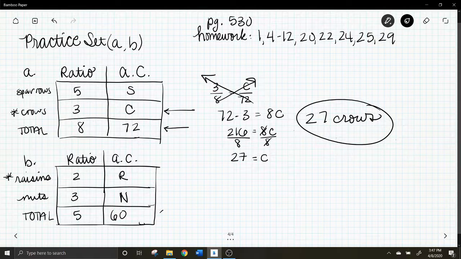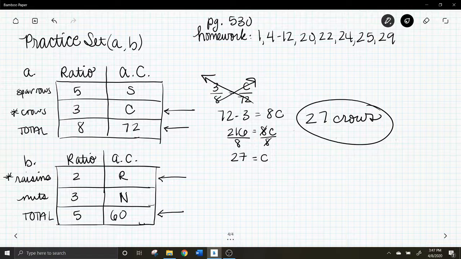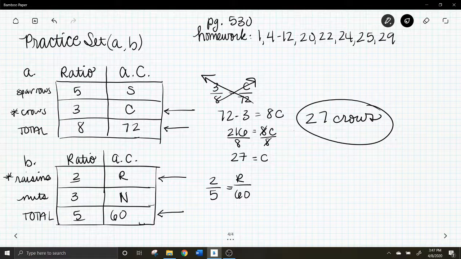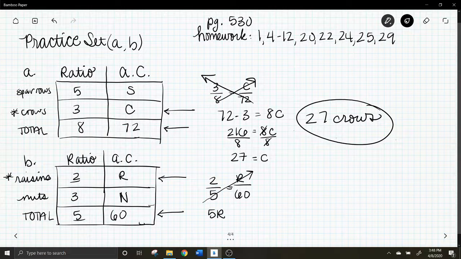So here's my row that's complete, and here's the row that represents the information I need, because the problem asked for the amount of raisins used. So set up your proportion. We're going to say 2 is to 5, because 2 is in the raisin column, 5 is in the total column, as R is to 60. So that's the proportion you should have come up with. And now we can solve by cross multiplying. So 5 times R, 60 times 2.